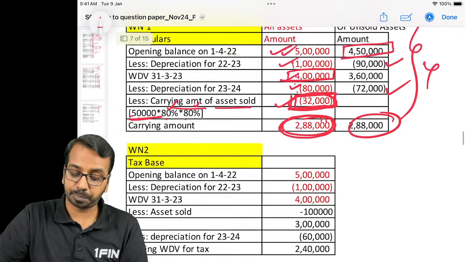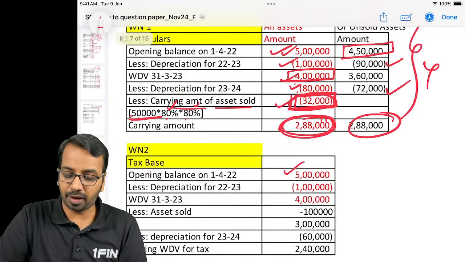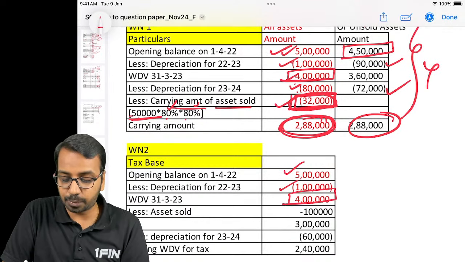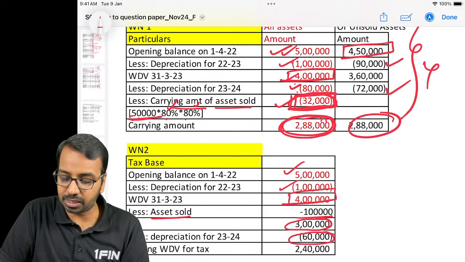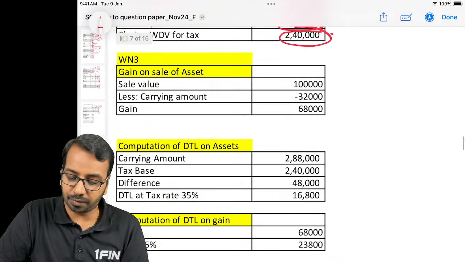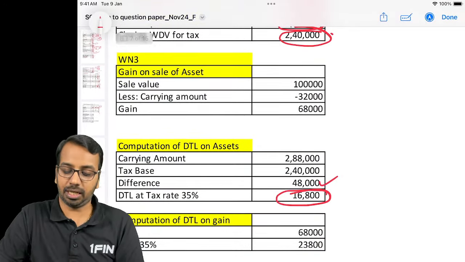Okay, now how to calculate tax base? 5 lakhs, first year depreciation, WDV is 4 lakhs. Now assuming the sale proceeds are first deducted, you get a value of 3 lakhs. On this 20% is 60,000, so this becomes the tax base. 288 minus 240, whatever is the difference, on that you calculate DTL at 16,800.